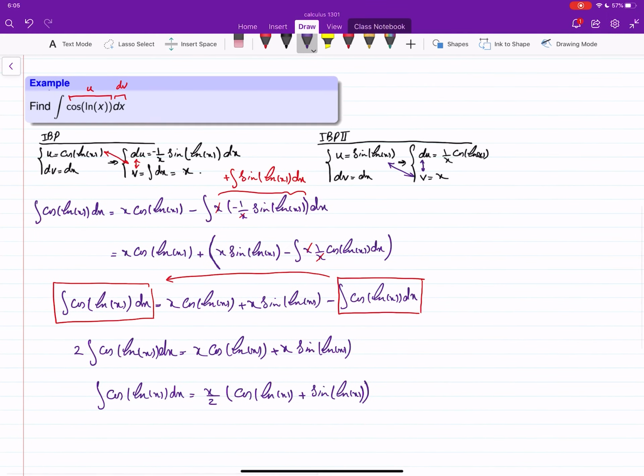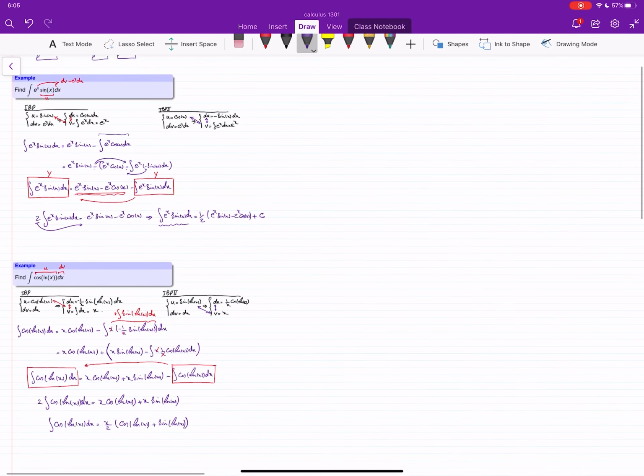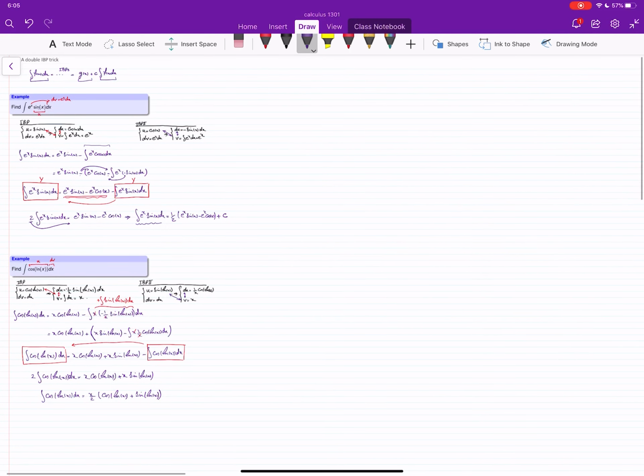The integral of sine ln x will go the same way, and so on. Okay, so this was the trick, and you see it needs a little bit more than just applying IBP. You have to see that by solving an equation for the given integral, you can find the value of that integral.